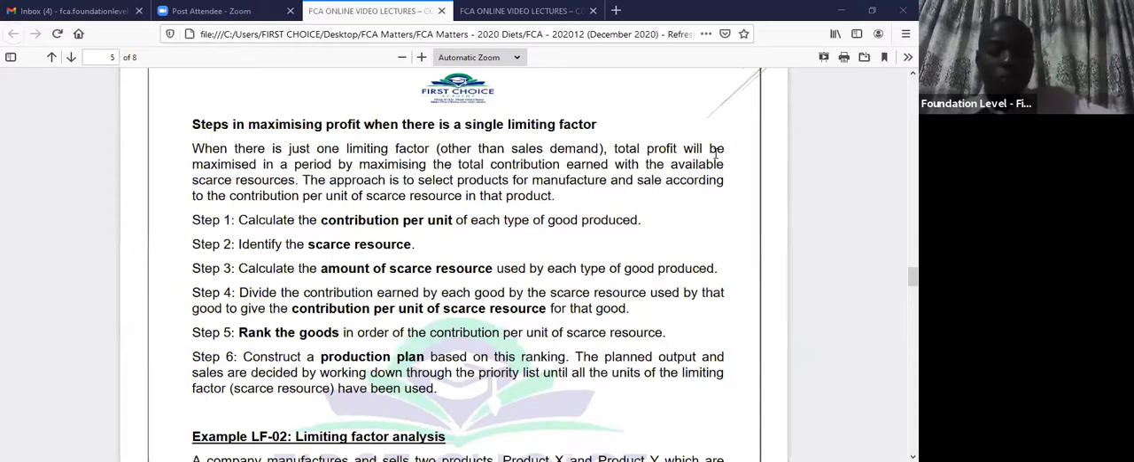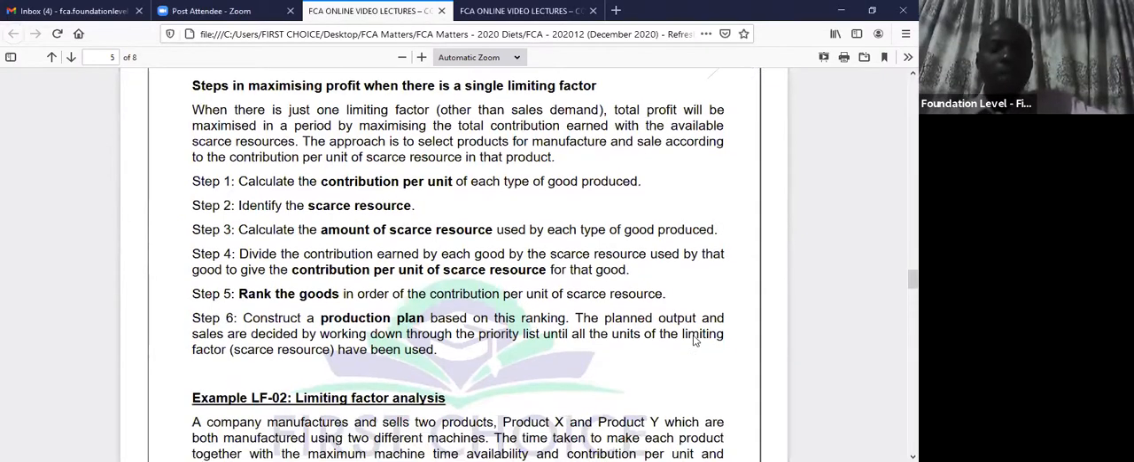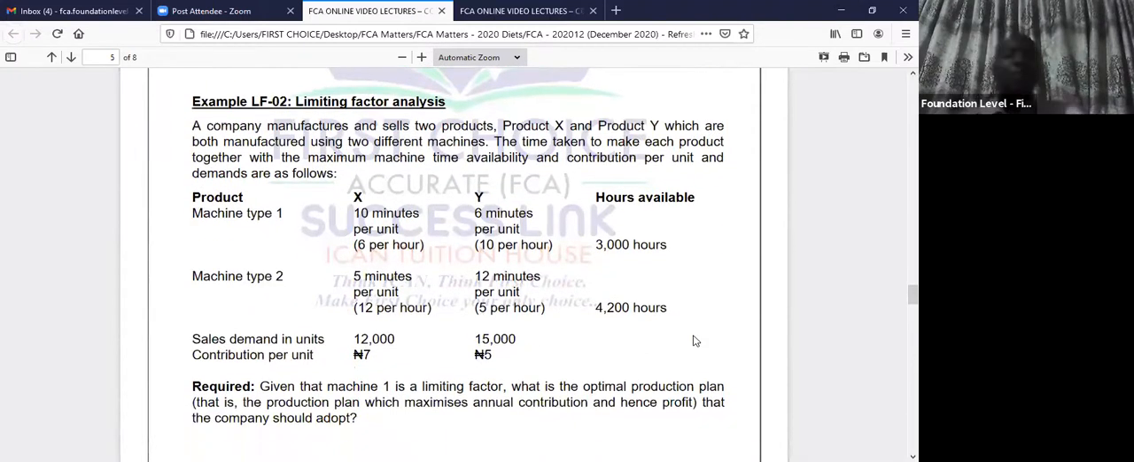Okay, let's look at example 2, limiting factor analysis. We're told here a company manufactures and sells 2 products, X and Y, which are both manufactured using 2 different machines. If you can remember this question, this is what we did in LF1. But the requirement there was for us to identify the limiting factor. Now look at requirement 2, because it is exactly the same thing here. The only difference is they have added one thing, which is contribution per unit. That one was missing in question 1.